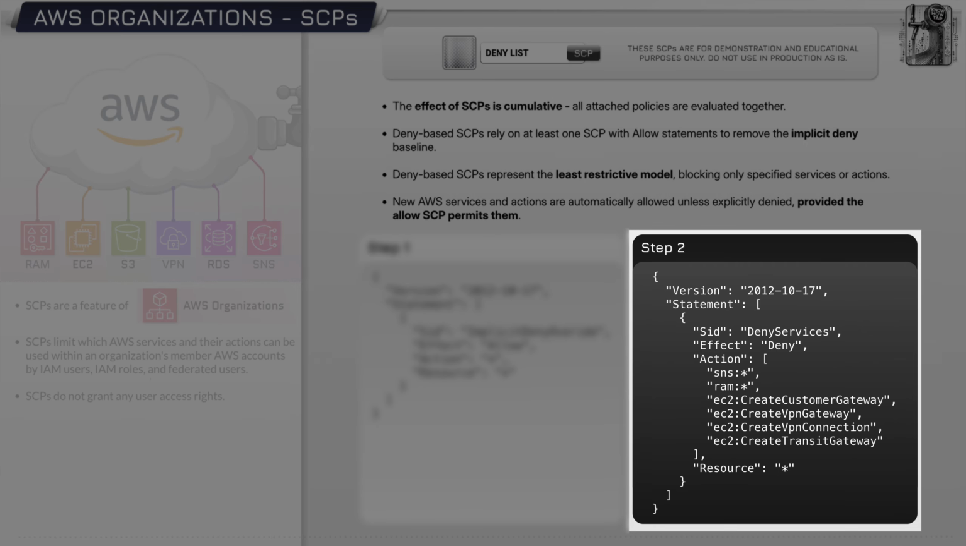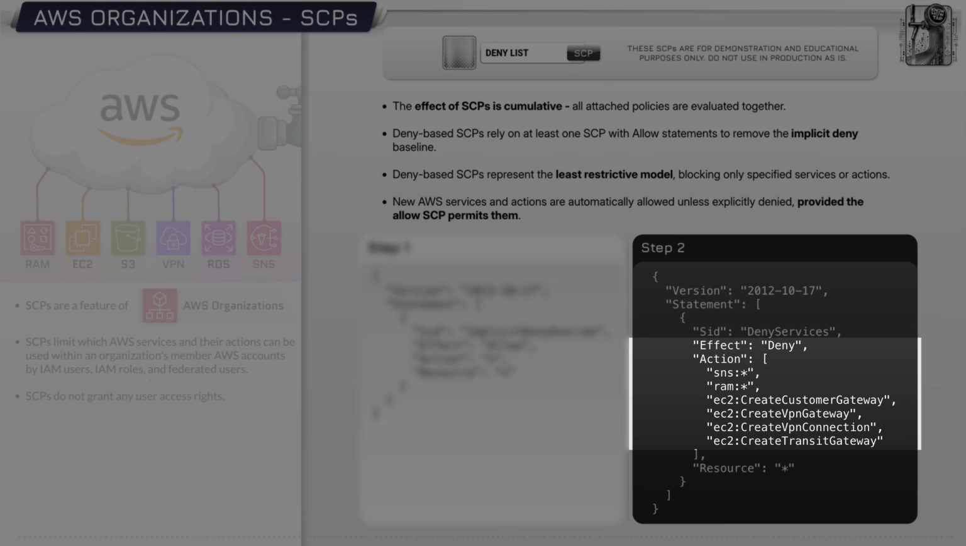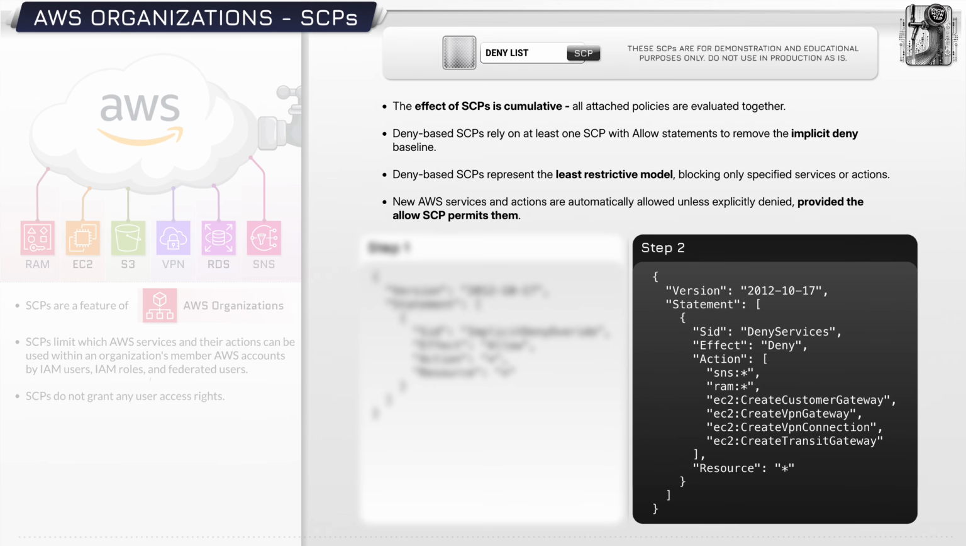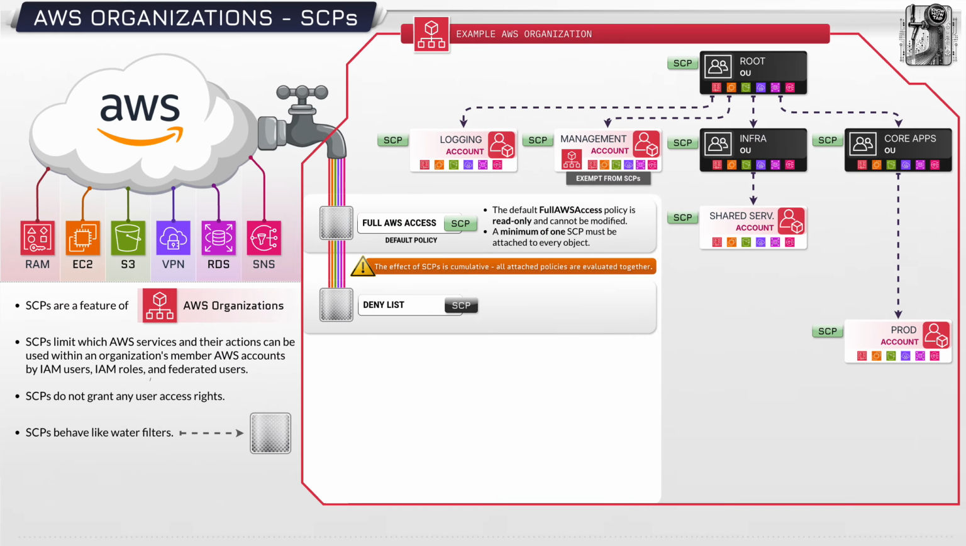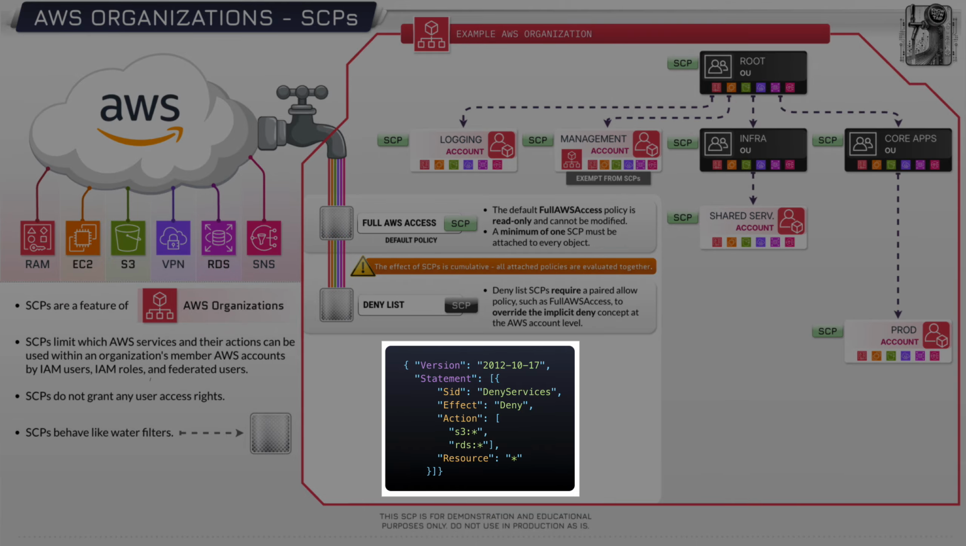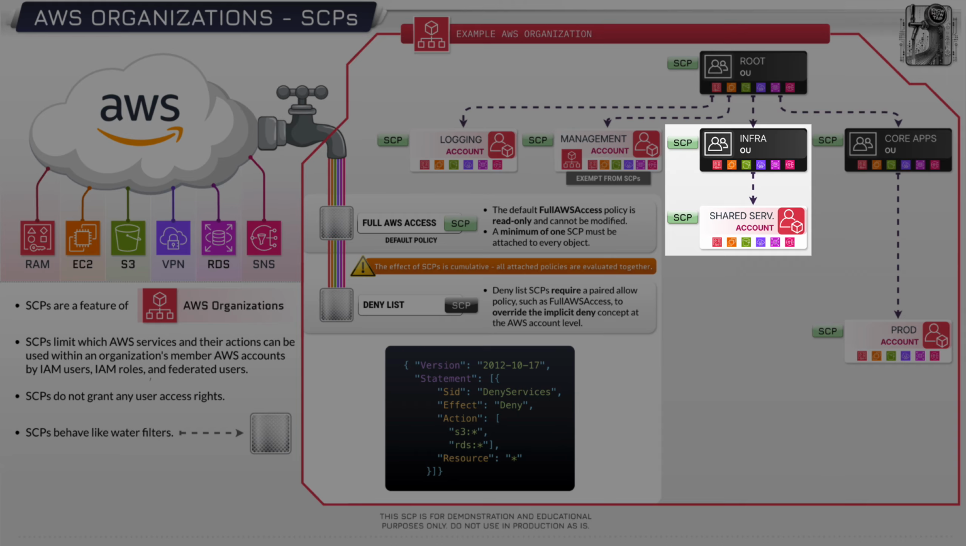So here's what one looks like in practice. This SCP denies a small set of services and actions like SNS, RAM, and very specific EC2 create operations while leaving everything else eligible for IAM to grant user access. Let's come back to the diagram and apply the following SCP to the infrastructure OU to see the effect.